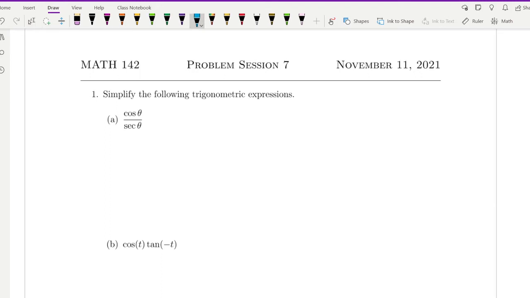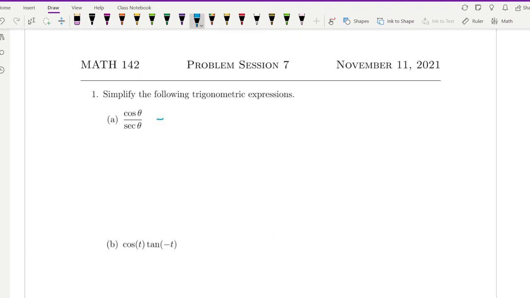So the first one is a fairly simple example. If you have an example that looks like this, where it's really just two different trig functions being either multiplied or divided together, what I would try first is to rewrite everything in terms of sine and cosine. And that way you can see whether anything can be combined or canceled out or anything like that.